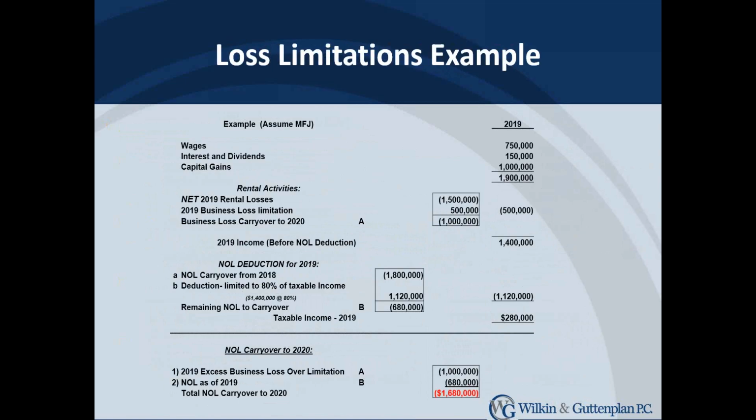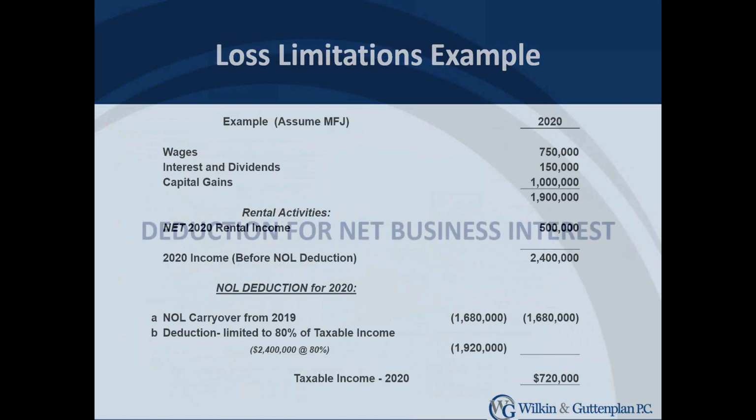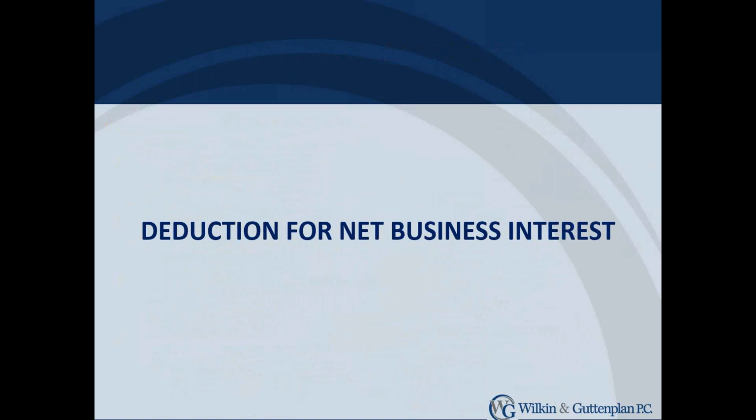If 2019 was the first year, this is where they're going to have to wait. If they didn't have an NOL carryover, then it'd be a little bit more of a significant impact. They would have taxable income of $1,000,004 if this is their first year. Okay, so that takes care of NOLs and business losses.